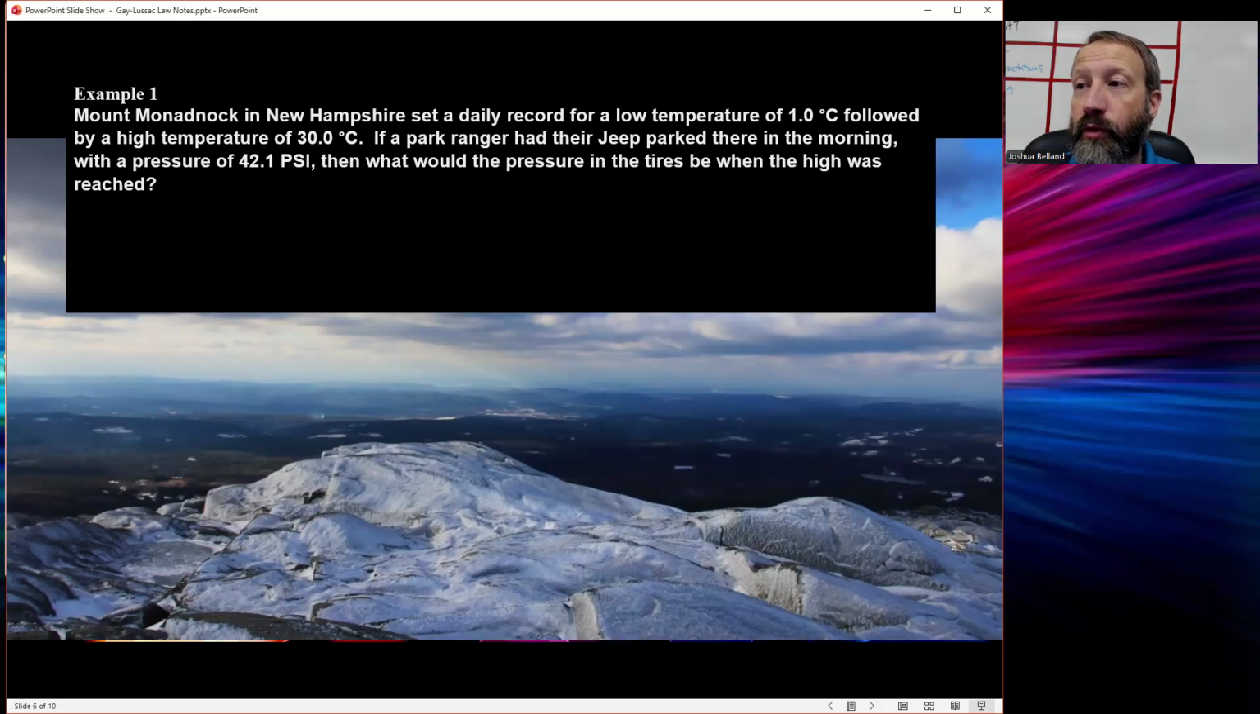One of those summers while I was there, a record was set for the highest temperature change recorded on top of that mountain. So let's go over that, okay? So what if a park ranger parked his Jeep up at the top? Because you could pretty much almost get your vehicle up to the top. So temperature is going from 1 degree Celsius to 30.